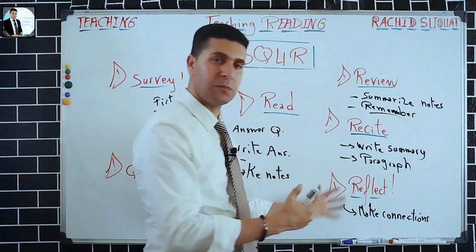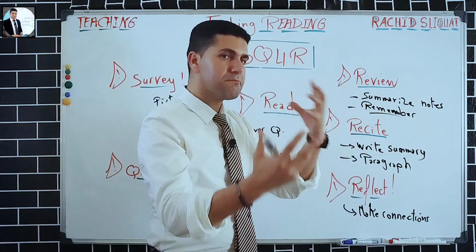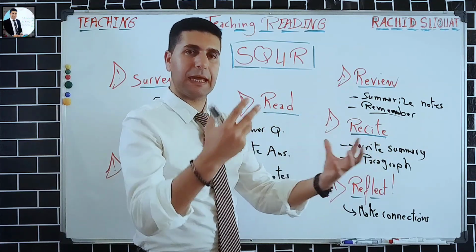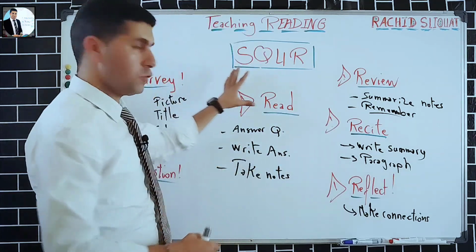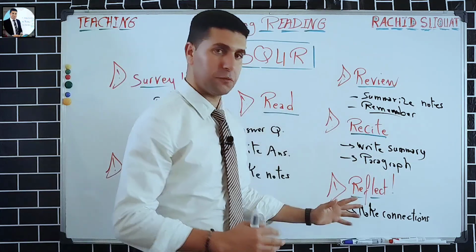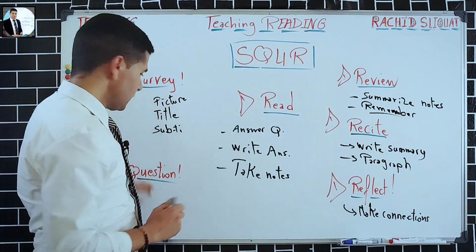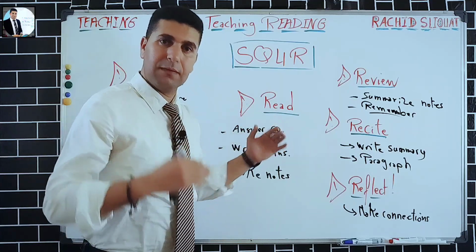For example, the text is about a certain issue, a certain problem, and you try to compare it or link it or match it with another issue, for example. So this is the SQ4R framework. So survey, question, read, review, recite, and reflect. And as I said before, survey and question in the pre-reading. Reading, to read the text, it is the while reading.